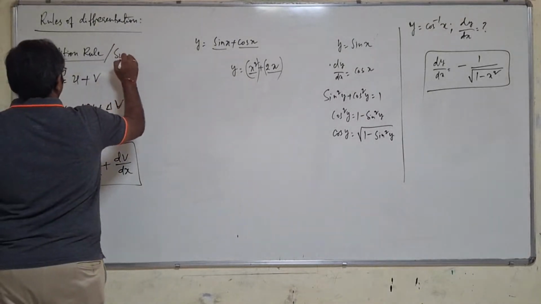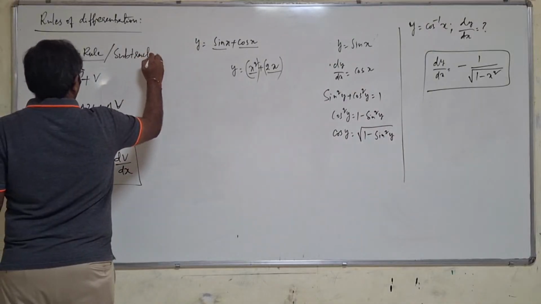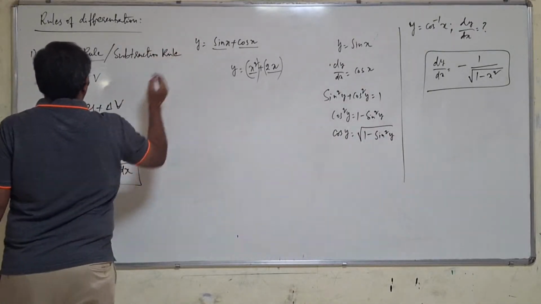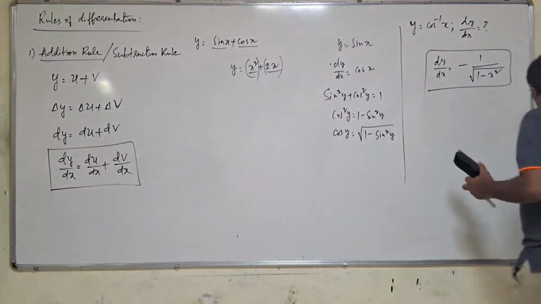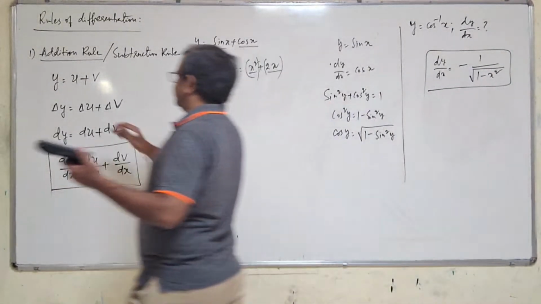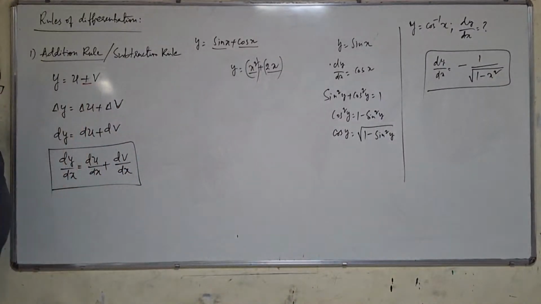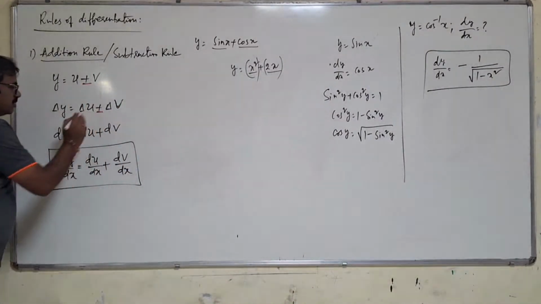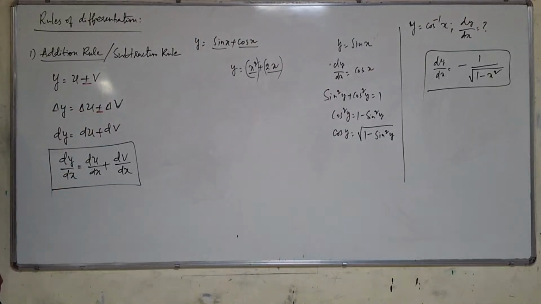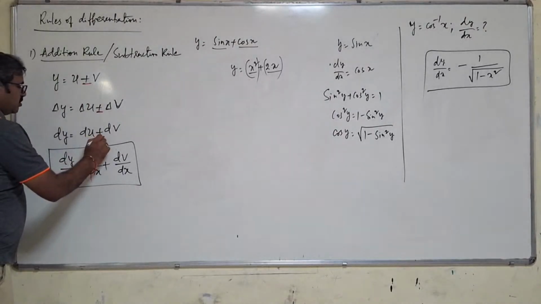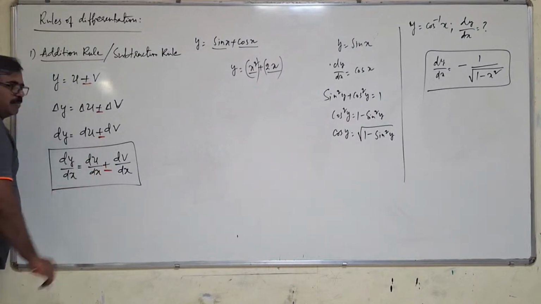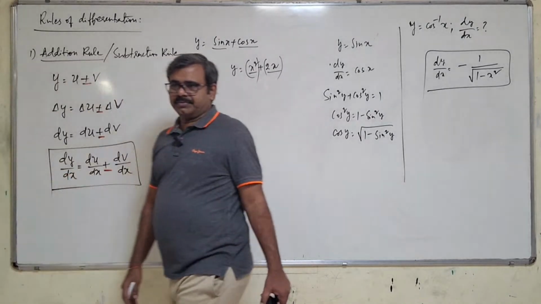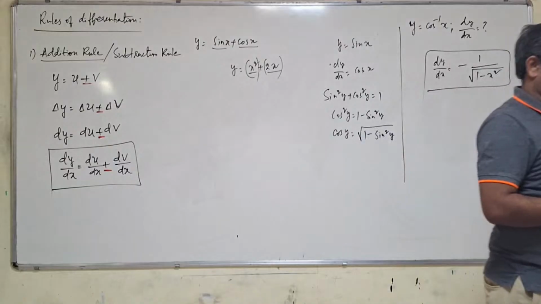Similarly, we can also write subtraction rule. It's the same. If y is equal to u minus v, change in y should be equal to change in u minus change in v, isn't it? Okay, so dy is equal to du minus dv. In that case, what do you get here? You will get minus sign, right? Note down this.